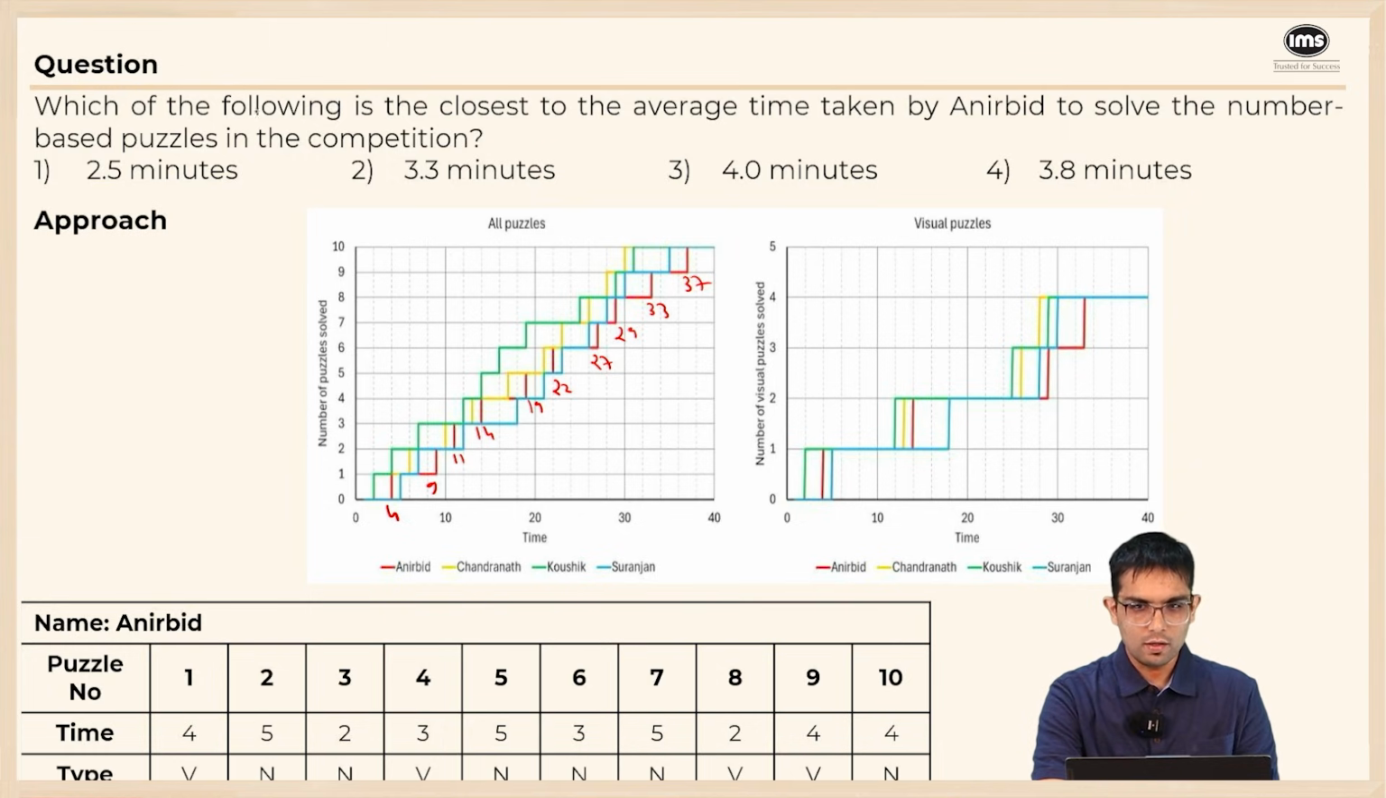Now I want to take the average of the number based puzzles. So what I can do is take the number based puzzles, that is 5 plus 2 plus 5 plus 3 plus 5 plus 4, and there are 6 number based puzzles, divide by 6. So this is 5, 5, 5, 15, 15 plus 5, 20 plus 4, 24, divided by 6, that is 4. Option 3 is the correct answer.